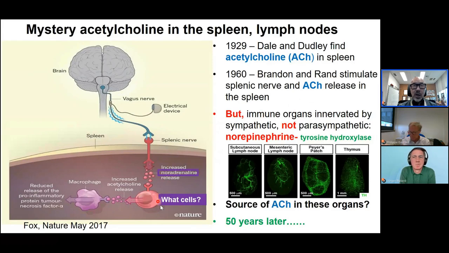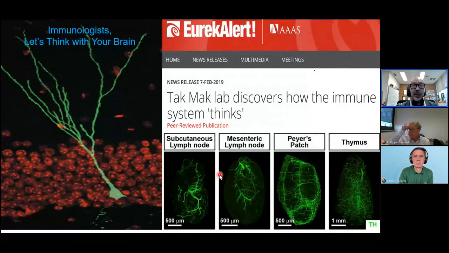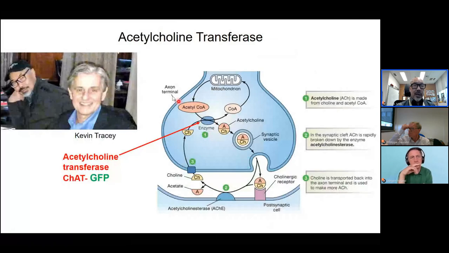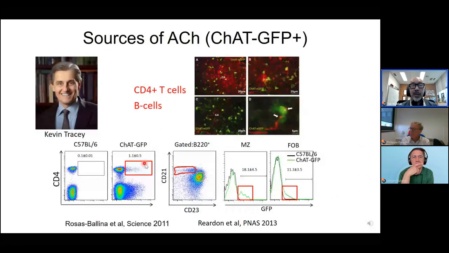What cells? So Kevin Tracey and our laboratory postulated that there are cells relaying this message. And this turned out to be a relay done through the immune system, from the sympathetic nerves into the parasympathetic signal. The way it was done by Kevin Tracey and our laboratory a dozen years ago was to use choline acetyltransferase GFP, which marks with green the cell that makes GFP, which would also be the cell that makes acetylcholine. And it was clear that about 1% of the T cells and about 1% of the B cells make acetylcholine.